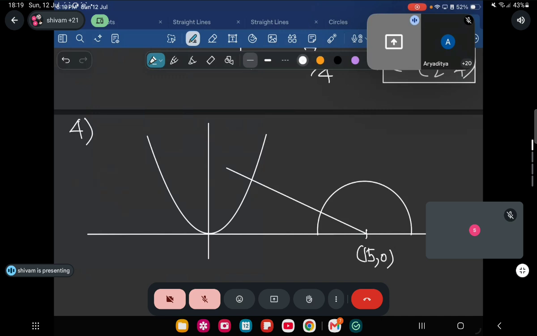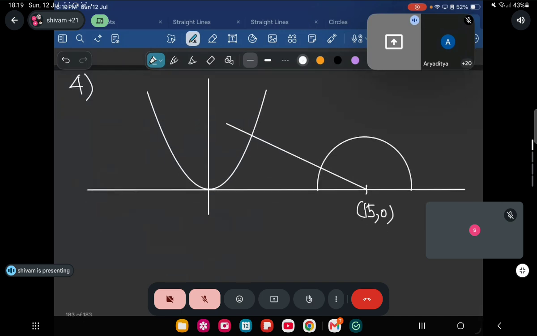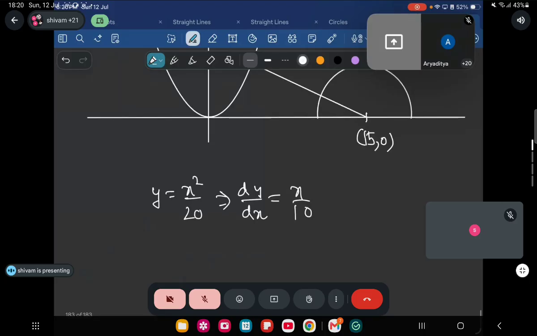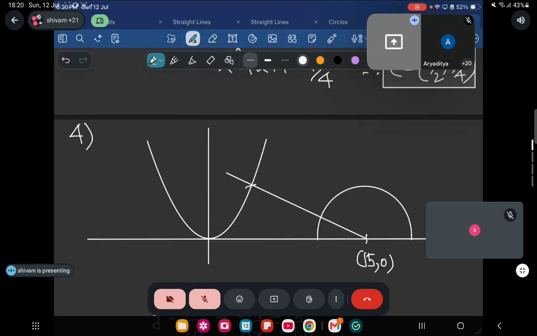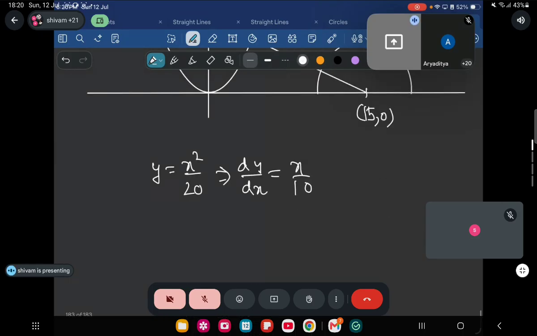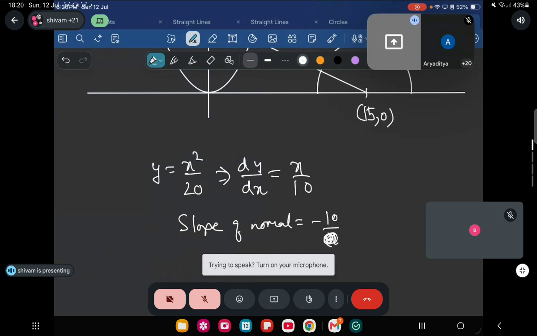Okay, anyways, what is the derivative, everyone? Let us find out the slope of the normal. y equal to x square by 20. What is the derivative? dy by dx will be equal to x by 10, right? So what is the slope of the normal? Minus 10 by x. Let this point be x comma x square by 20. So the slope of normal is equal to minus 10 by x. This will be equal to the slope in two-point form.